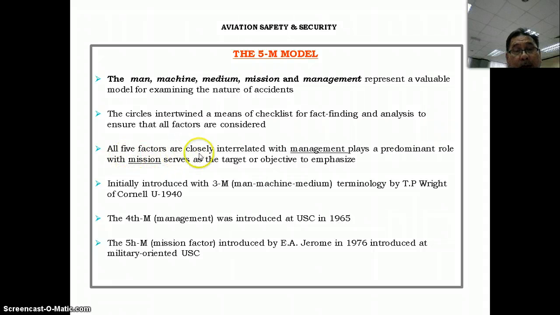Now, all 5 factors are closely interrelated with management. Management plays a predominant role, with mission serving as a target or objective to emphasize. Initially introduced with 3M, which is man, machine, and medium, terminology by T.P. Wright of Cornell in 1934. The 4th M, which is management, was introduced at USC in 1965. The 5th M, mission factor, was introduced by E.A. Jerome in 1932, military oriented.